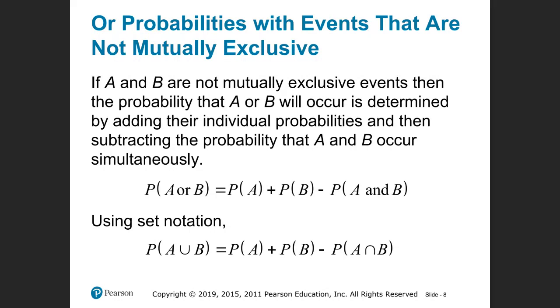Or probability with events that are not mutually exclusive. If A and B are not mutually exclusive events, then the probability that A or B will occur is determined by adding their individual probabilities and then subtracting the probability that A and B occur simultaneously. And you can see this written two different ways. The bottom part is using set notation, which is probability of A union B is equal to probability of A plus probability of B minus probability of A intersect B.